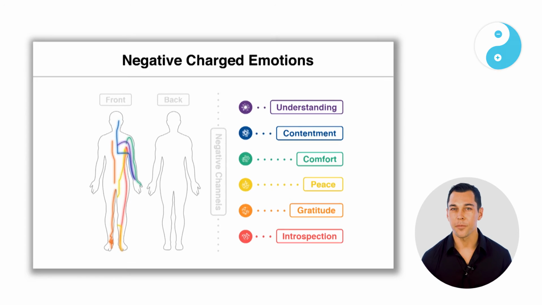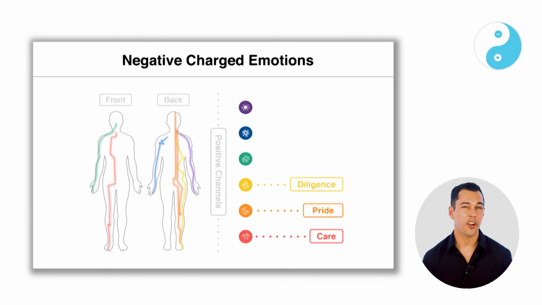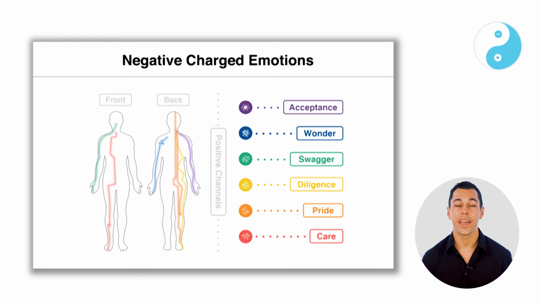Just like before, the positive channels also have negative charged emotions associated with them. These are care, pride or self-esteem, diligence, swagger or the feeling of being cool, curiosity or wonder, and acceptance. These negative charge emotions are just an example of the way that negative or feminine energy is demonstrated electrically in the human body. Next, let's go over an example of how the negative characteristics are demonstrated mechanically in the body.